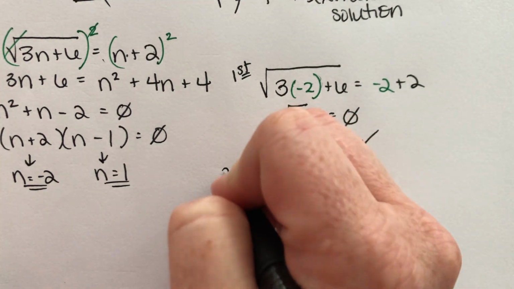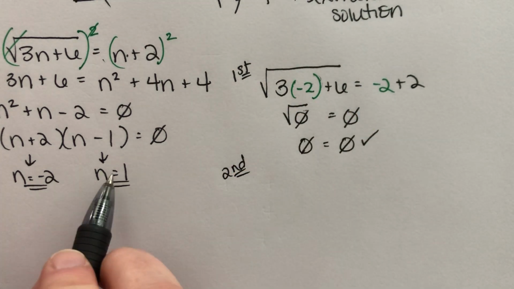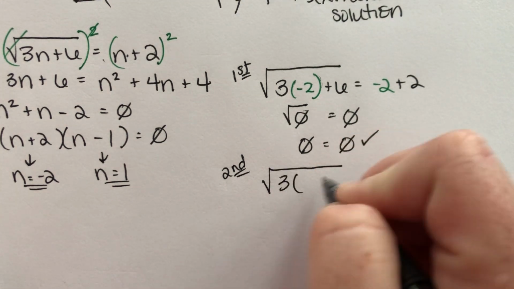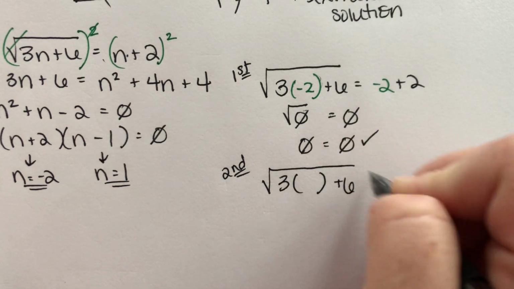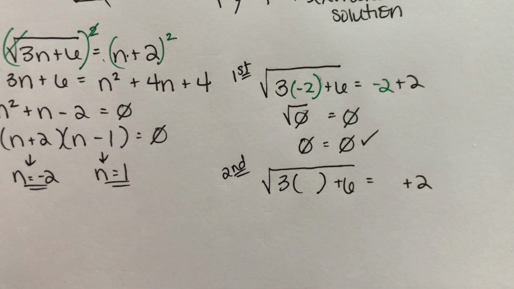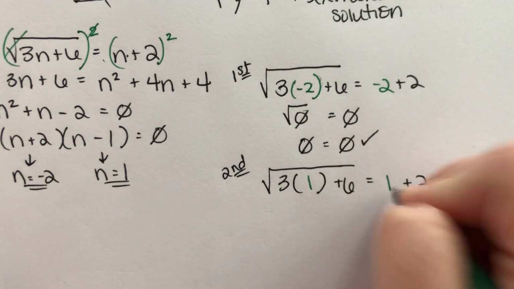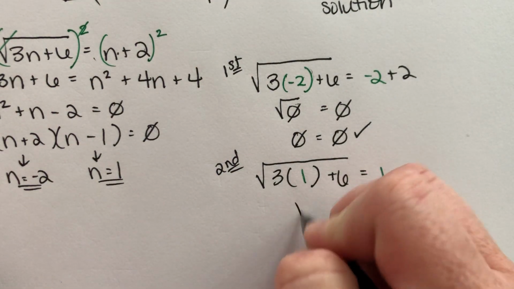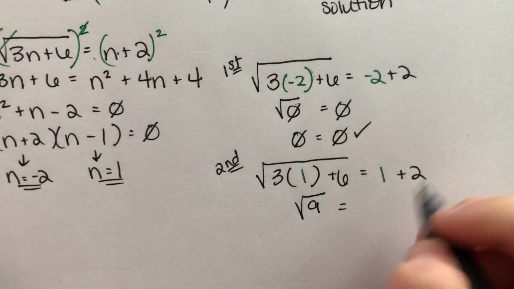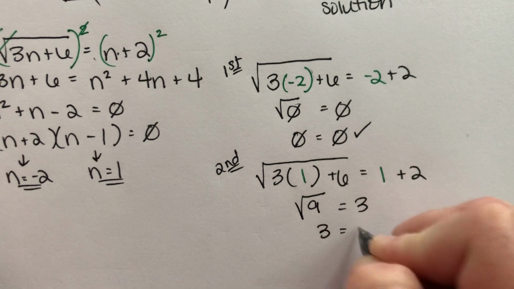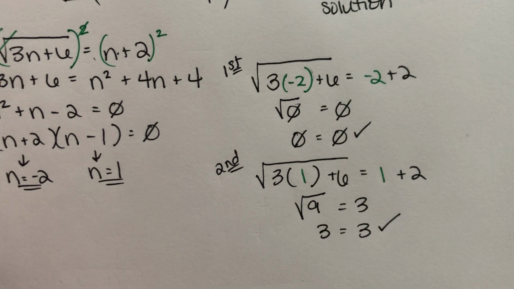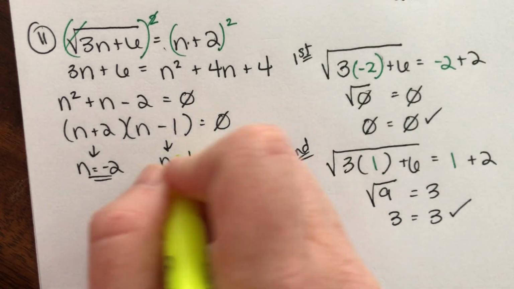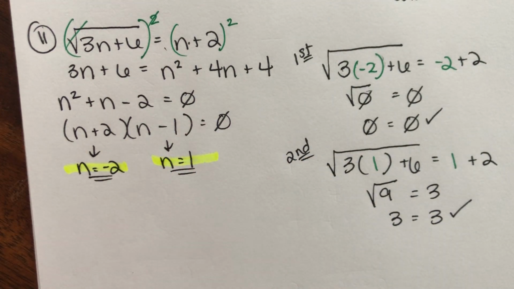Okay, and then second, I'm going to plug in 1. So square root of 3 times 1 plus 6 equals 1 plus 2. 3 times 1 is 3 plus 6 is 9. 1 plus 2 is 3. 3 equals 3. That works. So there's no extraneous solutions here. Everything works. So n is 1 and n is negative 2.